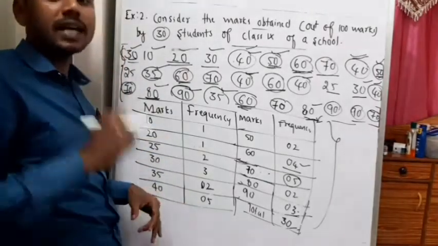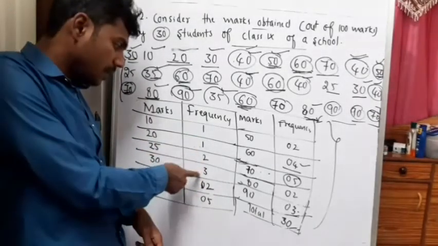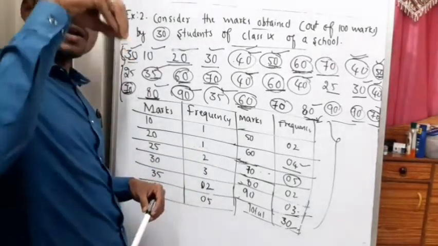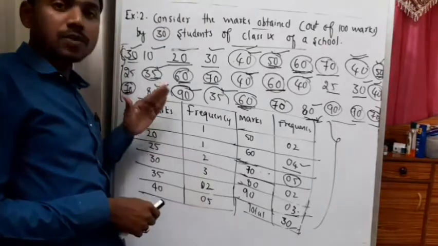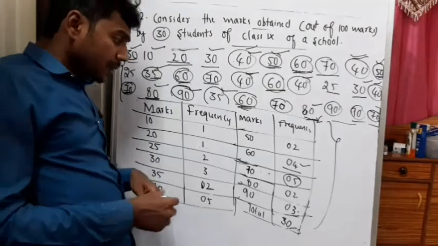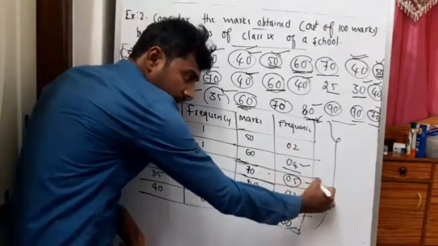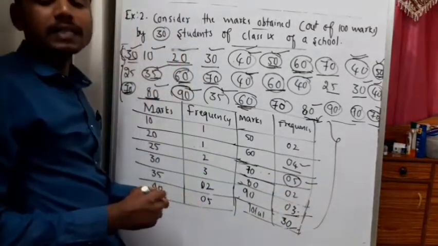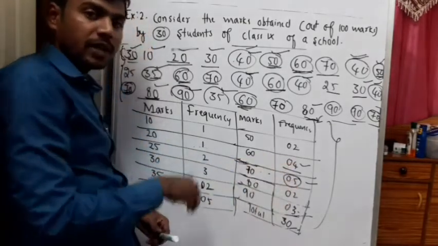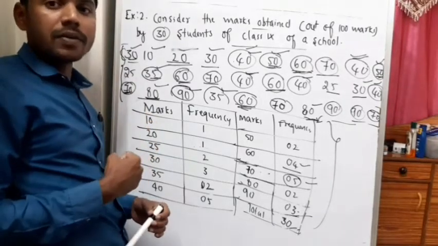How many students failed in the examination? 1, 2, 6. Anything below 35 we consider it as a fail. 3 plus 2, 5, 6, 7. 7 students failed in the examination. So how many students passed? If you remove failed students out of 30, 23 is the number of passed students. What is the score which has been scored by the maximum number of students? So 70. If you look at the frequency, 5 is the maximum frequency. So 70 is the marks scored by the maximum number of students.